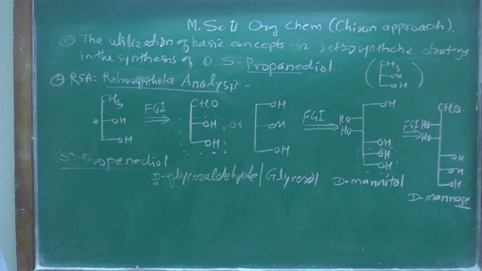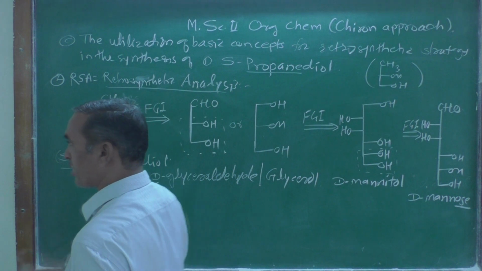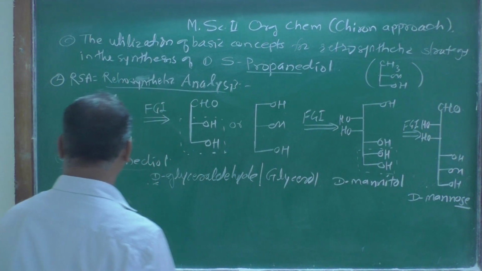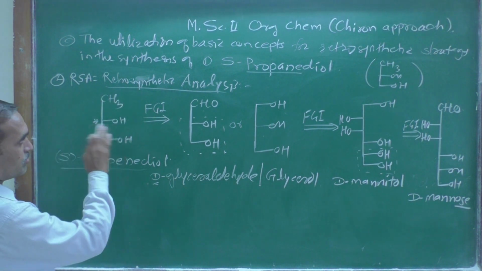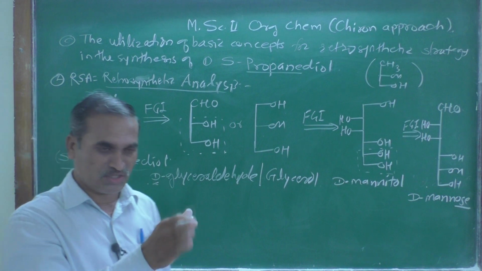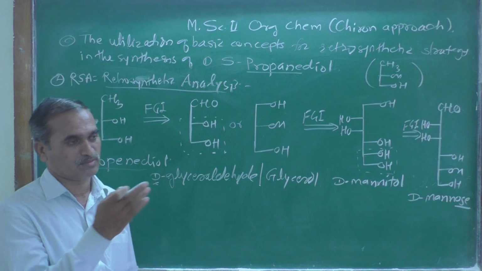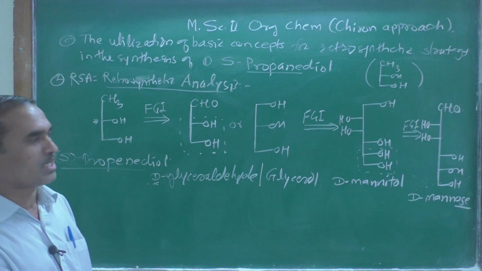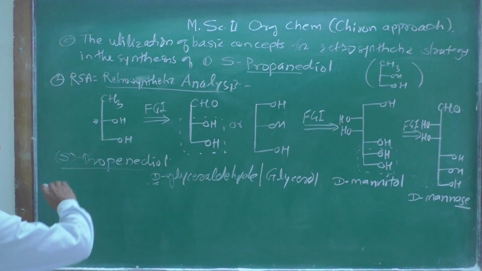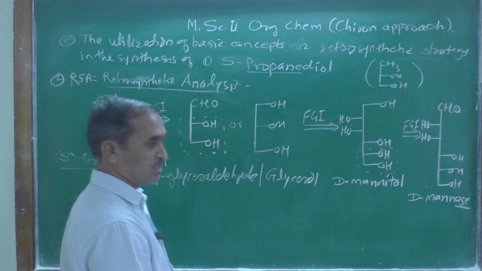Now let us look at the synthesis of this. Now we are going to start from this side. D-mannose is the starting material, the precursor over here. This is a half mark you will get. Depending upon the nature of the question, how much weightage is there, sometimes it is 4 marks, sometimes 6 marks, sometimes 3 marks. Half means, say 3 marks, so 1 half mark you will get for the retrosynthetic analysis.